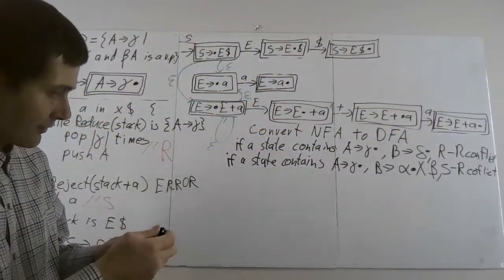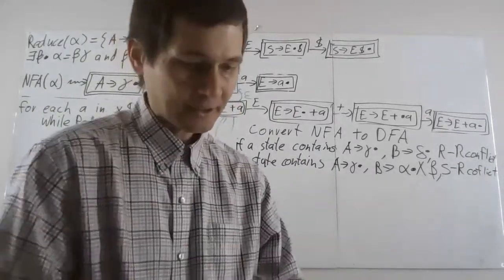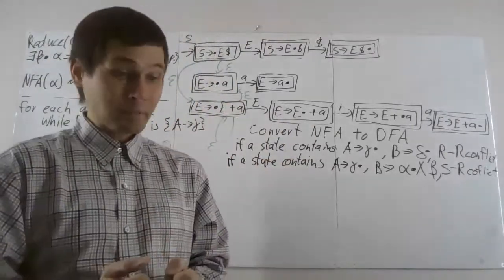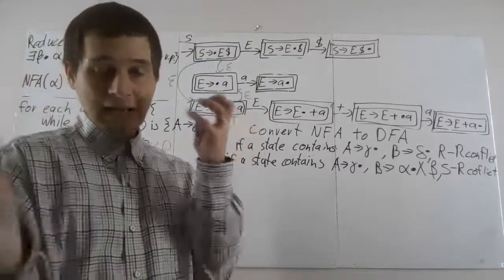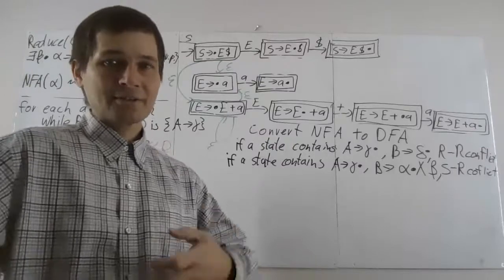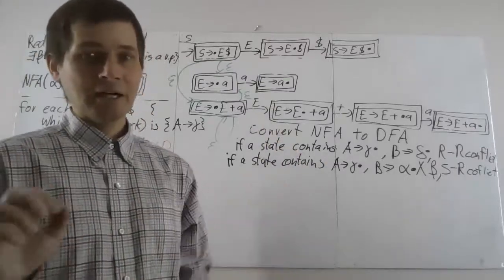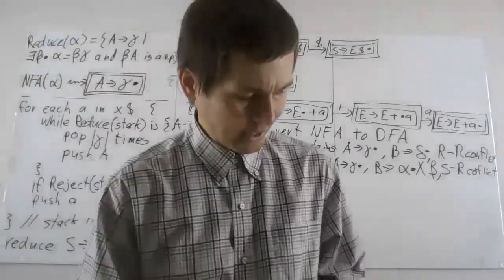Okay, so if there's a state with a dot at the end and a state with a dot not at the end, if it's ever possible to reach those two states simultaneously in the NFA, then the algorithm could reduce, or not reducing could be the right answer. And we never want to be in that position of not knowing which is the right answer.